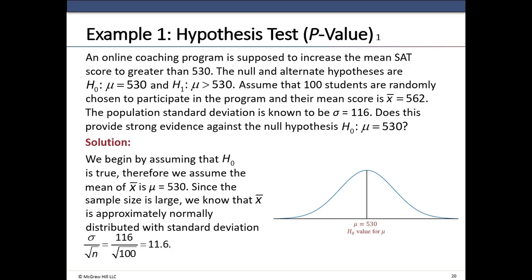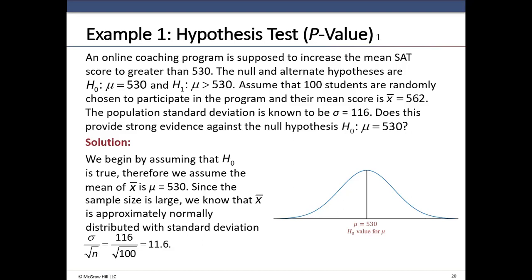So 562 minus 530 is 32. Now you have to standardize that difference, or divide it, by the standard deviation of the probability distribution of X bar. The population standard deviation is known to be sigma equal to 116. So the standard deviation of the sampling distribution of X bar will be sigma divided by the square root of n, which is 116 divided by the square root of 100, which is 116 divided by 10, which is 11.6.